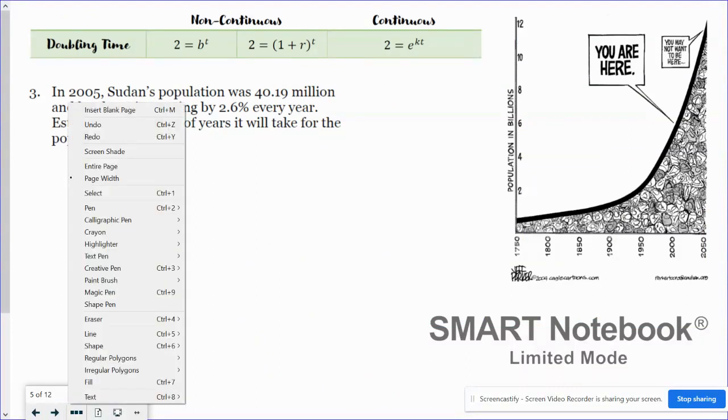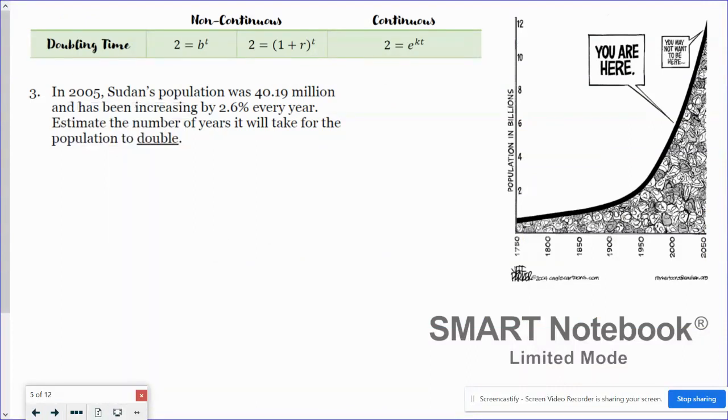Okay, so let me get my highlighter ready so I can get all the important information. In 2005, Sudan's population was 40.19 million and has been increasing by 2.6% every year. Estimate the number of years it'll take for the population to double. So I am working with doubling time.